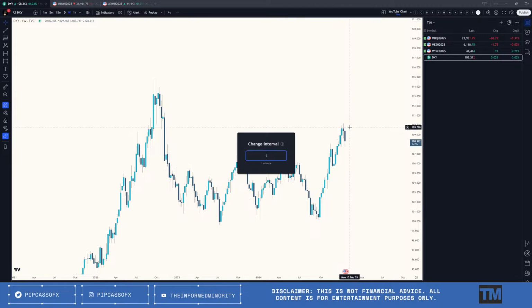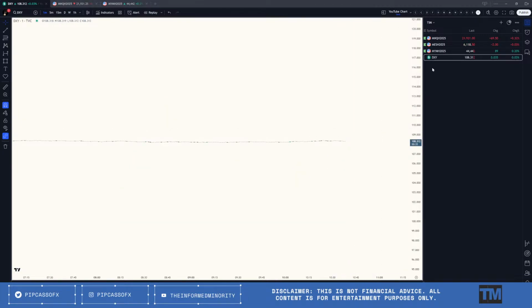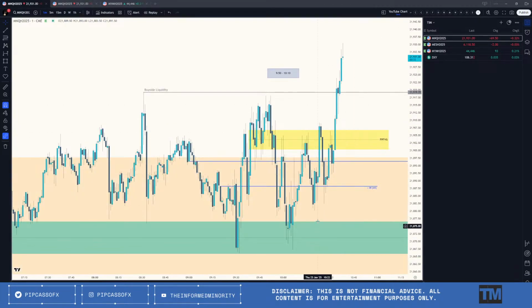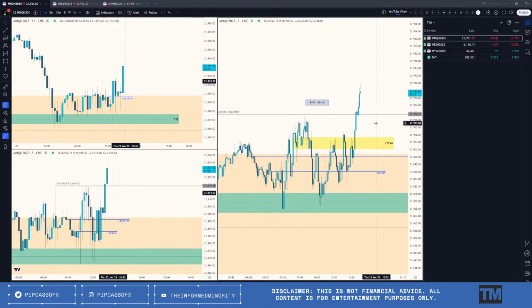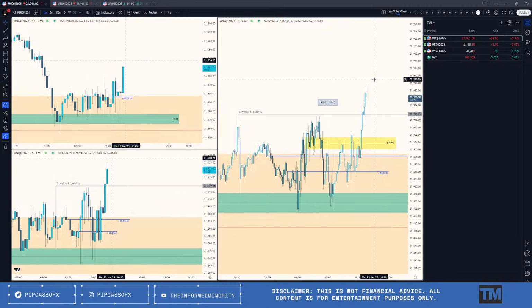Let's go back to the 1 minute chart, and then we'll go back to here. Looks like the breakout boys got something. Might actually have got something here. Never know though.